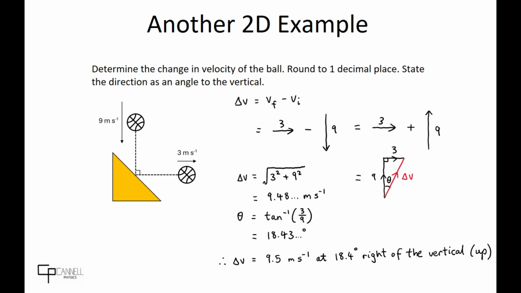If this were a test or exam question, it would be worth 4 marks. 1 mark for determining the magnitude, 1 mark for the angle, and 2 marks for the final answer.